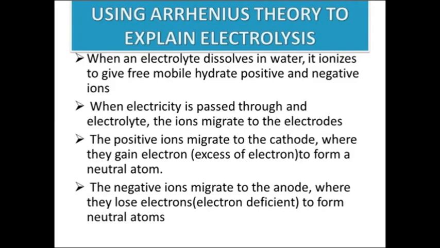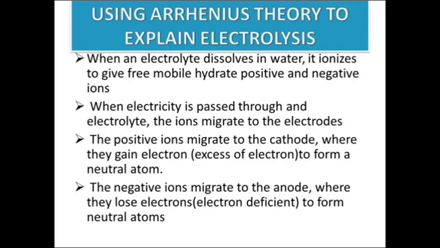Then, finally at the cathode, the positive ions gain electrons due to excess of electrons at the cathode, while the negative ions lose electrons due to deficiency of electrons at the anode. And this is what Arrhenius proposed about electrolysis. And that is exactly how the mechanism of electrolysis occurs.